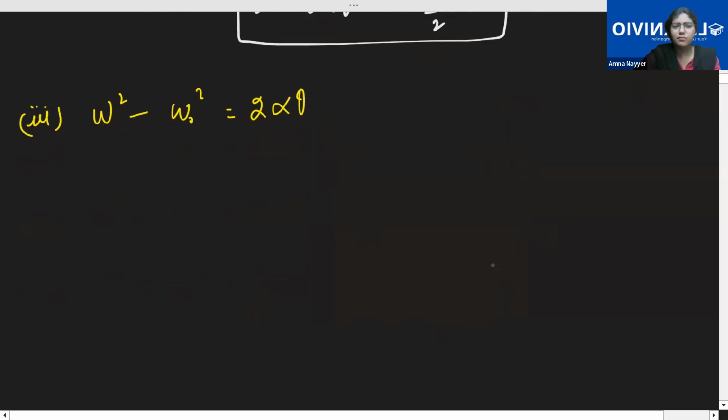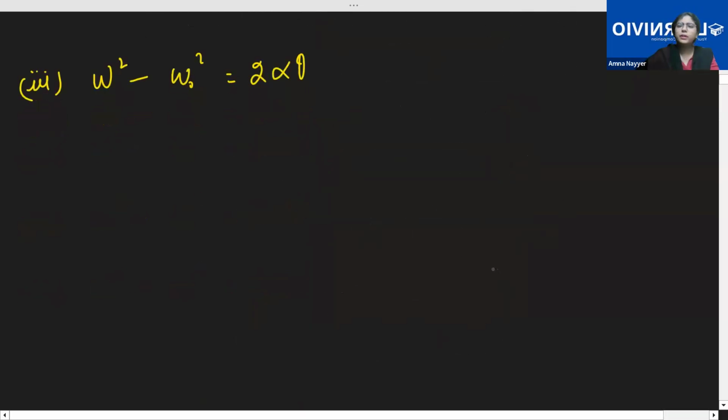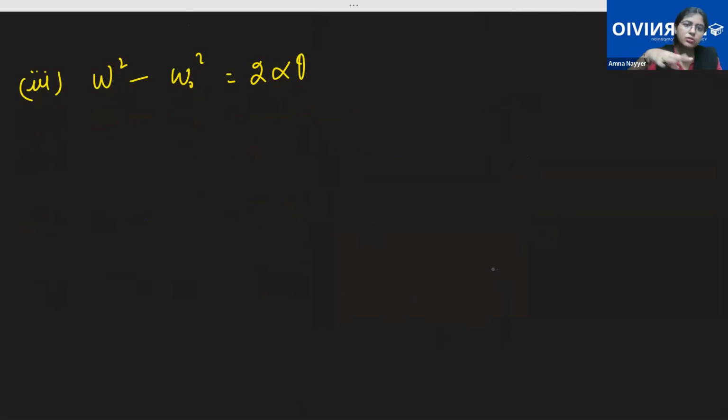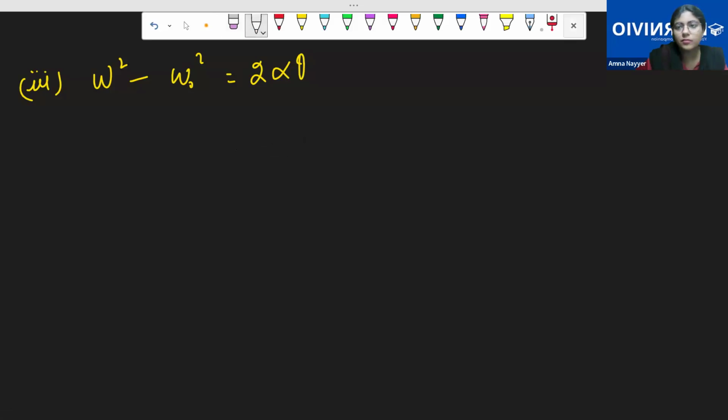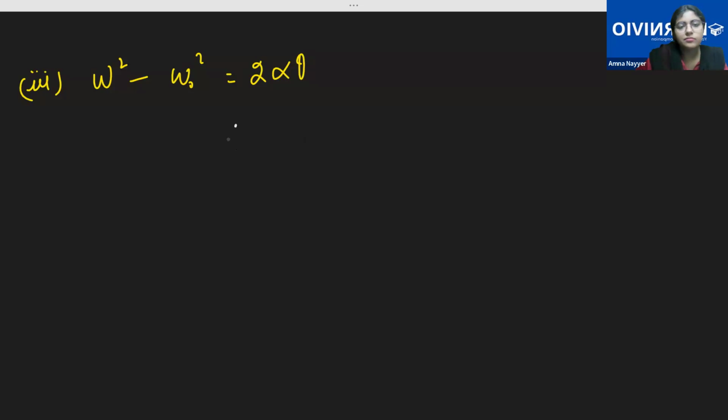Let us also derive the next one so that we can come directly to the numericals based on it, because in the test, Learnivio's test also, it will be coming. So you all should be knowing this. If I say omega is equal to d theta over dt, in fact, I can start with alpha also. Alpha is equal to d omega over dt.